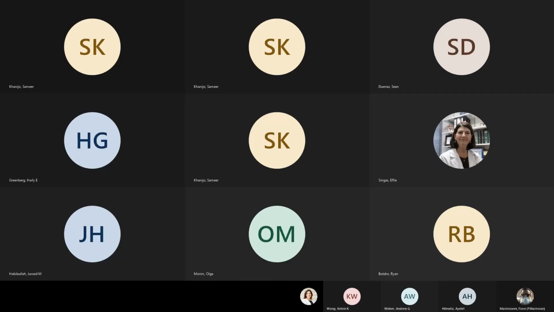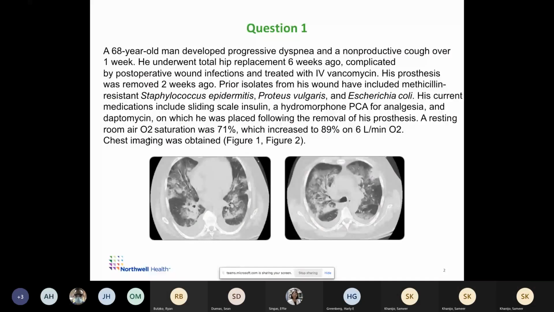Six weeks ago, complicated by post-op wound infection and treated with IV Vanco. His prosthesis was removed 2 weeks prior, and isolates from his wound have included MRSE, Proteus vulgaris, and E. coli. His current medications include sliding scale insulin, hydromorphone PCA for analgesia, and daptomycin, on which he was placed following the removal of his prosthesis.